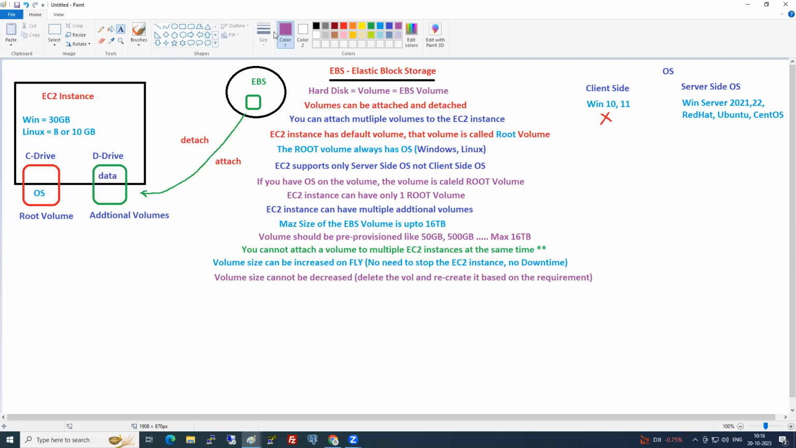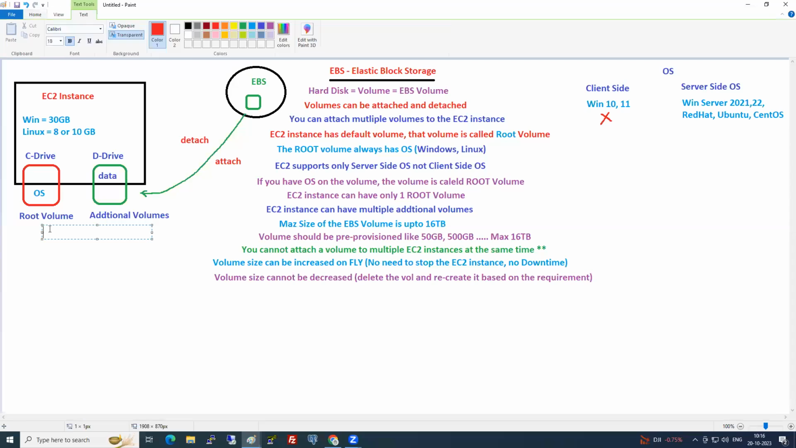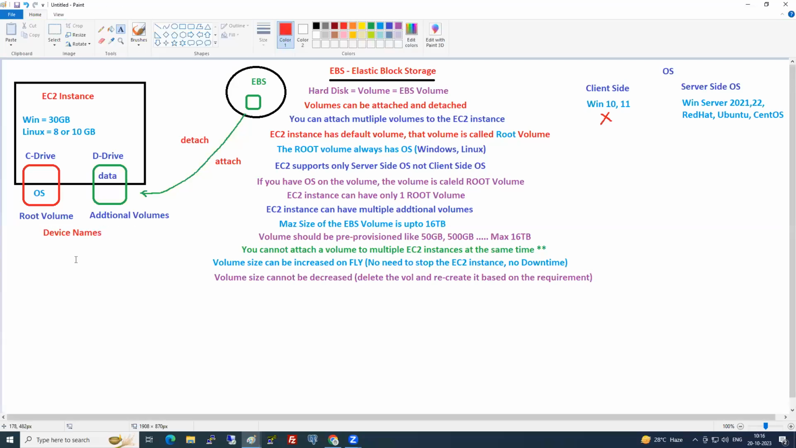Okay, very important. We have something called device names. The root volume should have one device name, and every additional volume should have a device name too, because you are attaching volumes and detaching volumes. So the EC2 instance should know what volume that is.